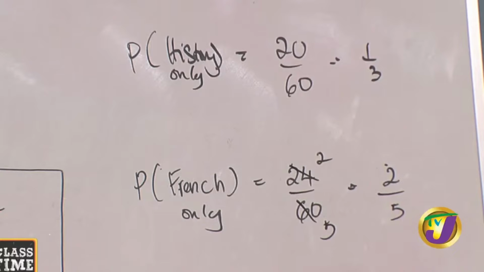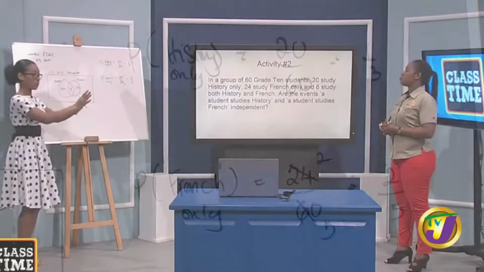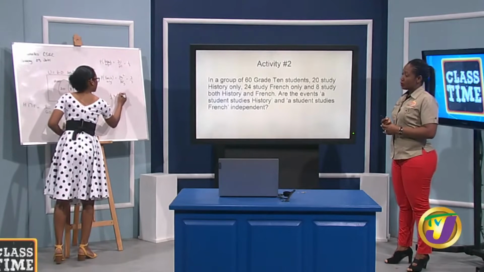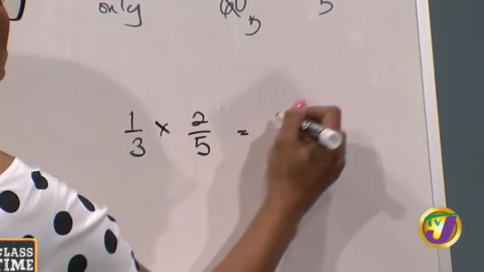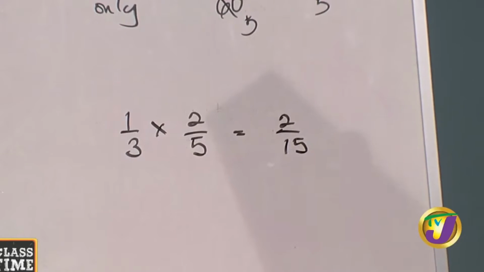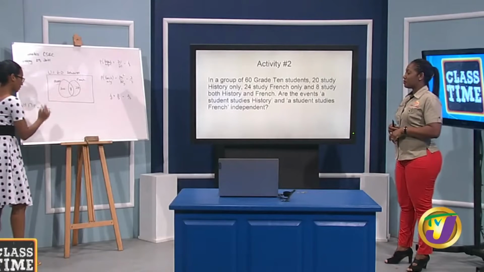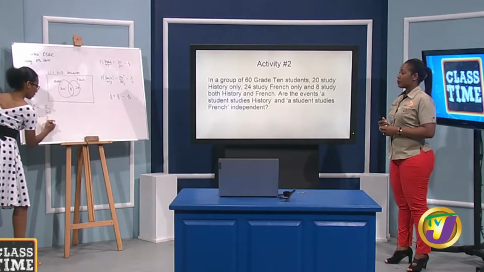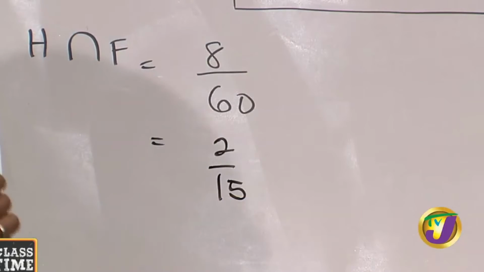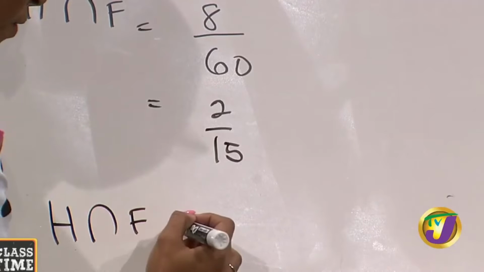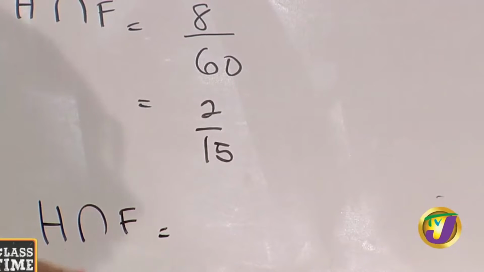Now, remember, if the events are independent, when we multiply them, we're going to see what's taking place here. Good. So let's multiply them now. It would be 1/3 multiplied by two-fifths, which gives us 2 out of 15. Let's see if we can simplify our intersect here. Yes, we can simplify it and we arrive at 2 out of 15. So here we have our H intersect F, history and French.